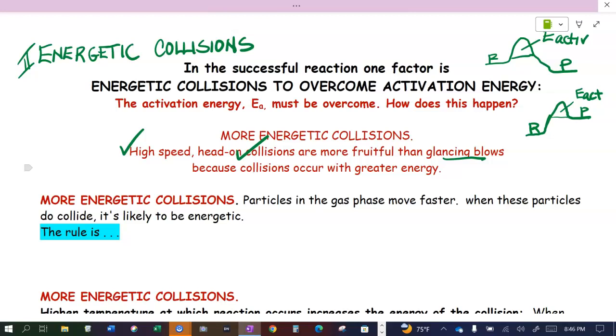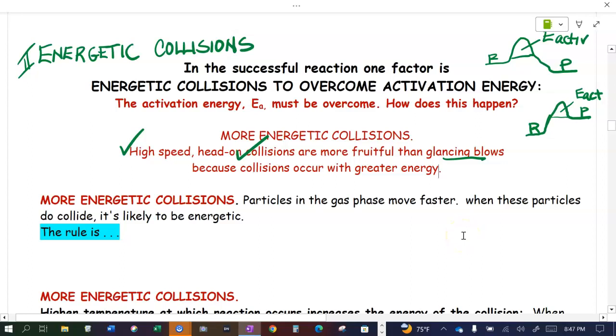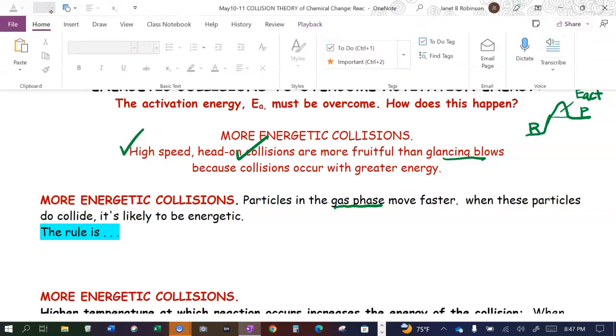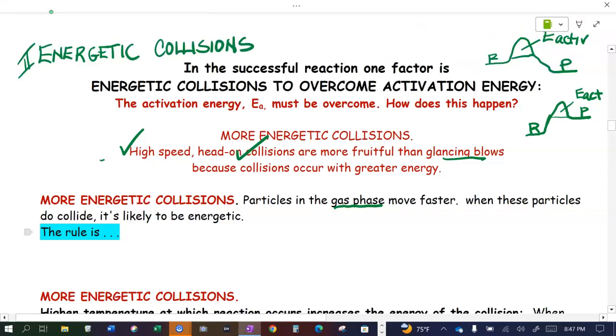So, more energetic collisions, particles in the gaseous phase move faster. When these particles do collide, it's likely to be energetic. So, gas phase, remember, they are farther apart, but they are also able to move 1,000 to 2,000 miles per hour. Hydrogen moves very fast. Oxygen, not as fast, but pretty fast. So, what is the rule to get a more energetic collision?